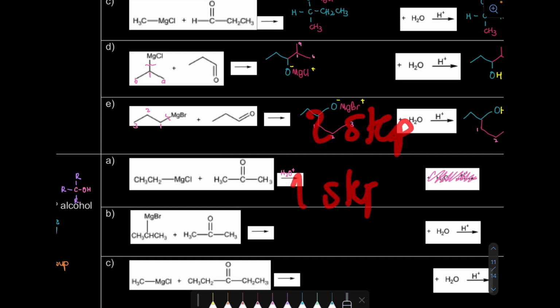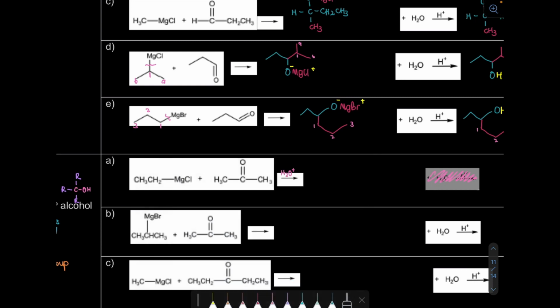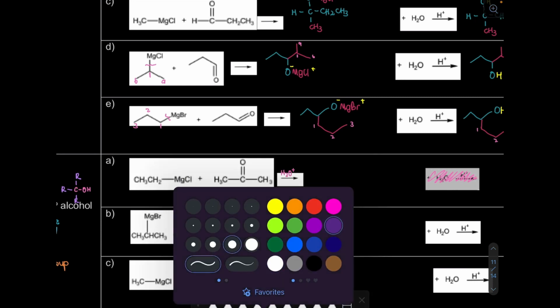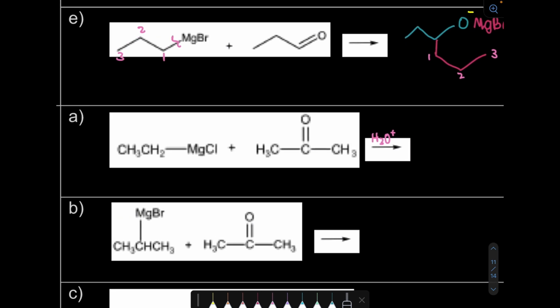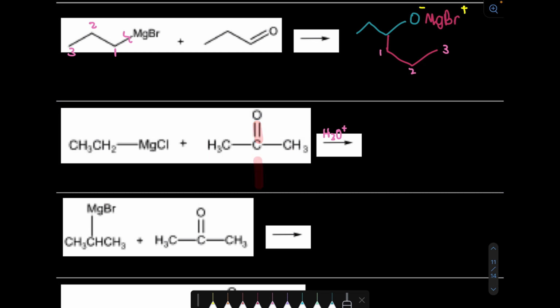Yang ini I'm just gonna show a shortcut for you. Okay, so yang ini I'm just gonna cancel out this one. Sama je kali dia buat YOLO. Okay, so I'm just gonna ignore H2H plus kat tepi tu. Okay, so now C double bond O ni akan form 2 single bond instead of 1 double bond.